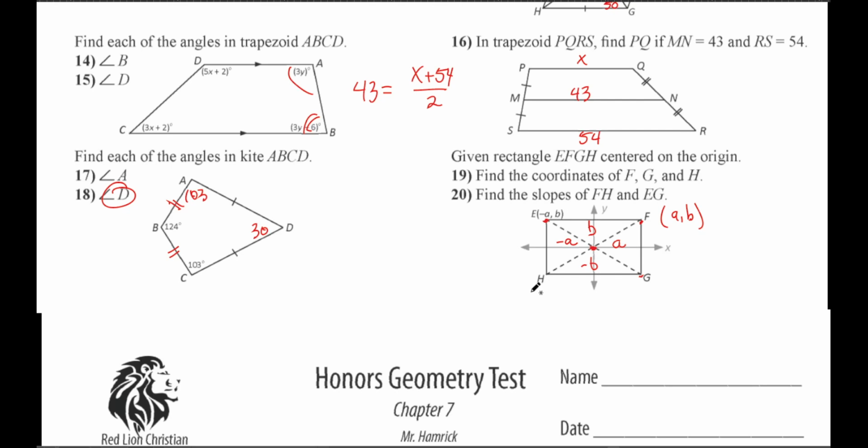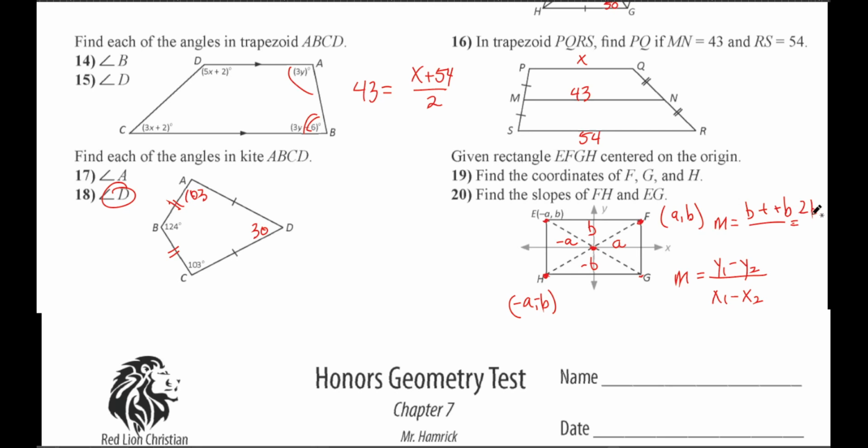Slopes. Slopes of FH. That means you're going to go from here to here. So that was A, B. This is negative A, negative B, I'm sorry. How do you find the slope? Do you remember that? It's the change in y over the change in x. It's rise over run, so the y is the rise. What are my y's right here? They're b's, aren't they? So let's put b's in here instead of y's. B minus negative b. What's b minus a negative b? It's b plus b, which is 2b.